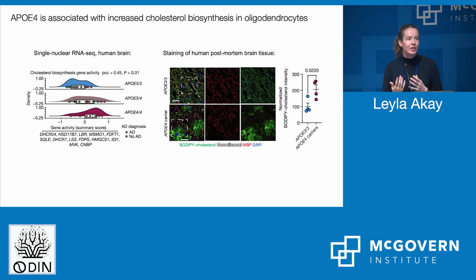We were really interested by this because oligodendrocytes in the brain are known to be the cell types that produce myelin, which is the insulating sheath around the axons of nerves, and cholesterol is one of the major components of the myelin sheath.